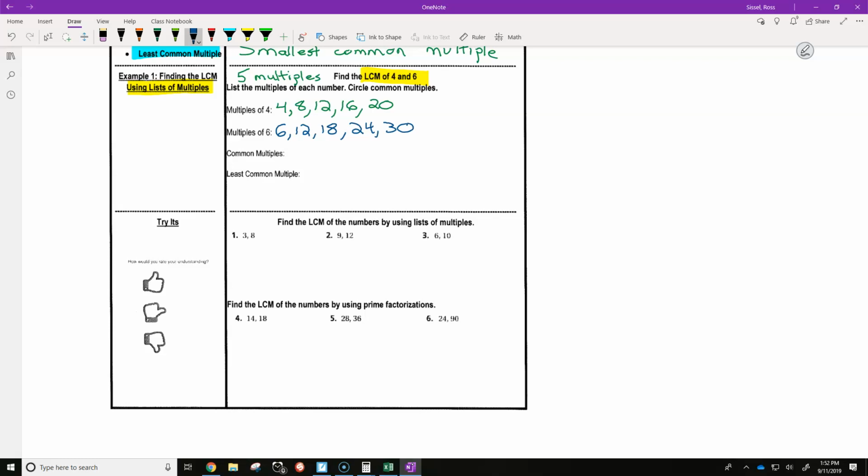Now when I look for common multiples, I look at my list and say, what multiples did I write down twice? 12 was written twice, and that's it. So my common multiple is 12. So does that mean the numbers 4 and 6 only have one common multiple, and it's the number 12? No. What? I don't believe you. That's so fun to say.